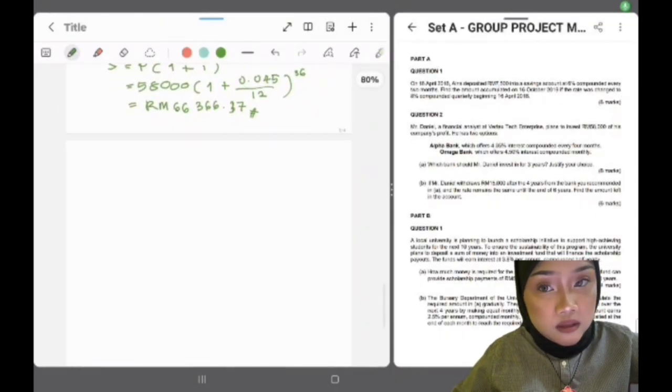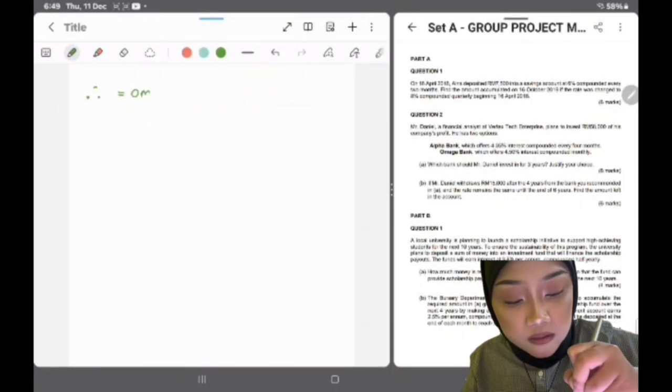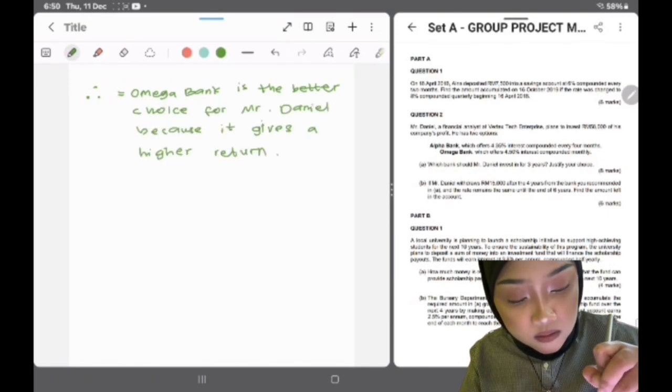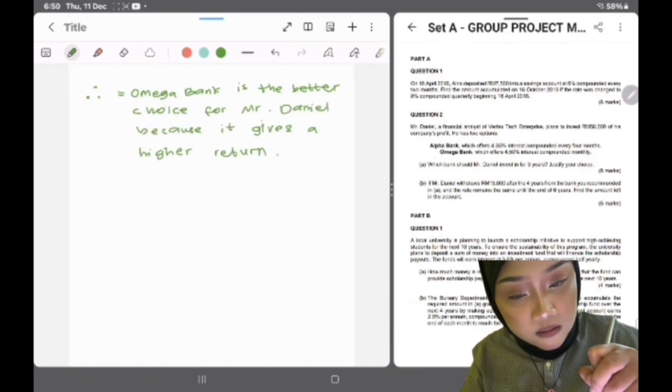66,366 ringgit 37 cents. Omega Bank is the better choice for Mr. Daniel because it gives a higher return.